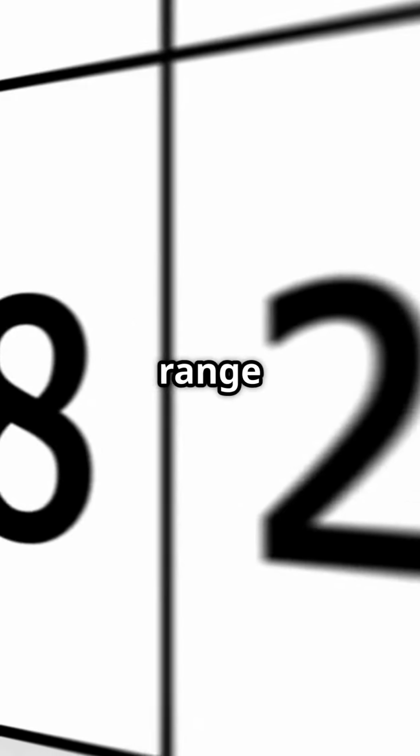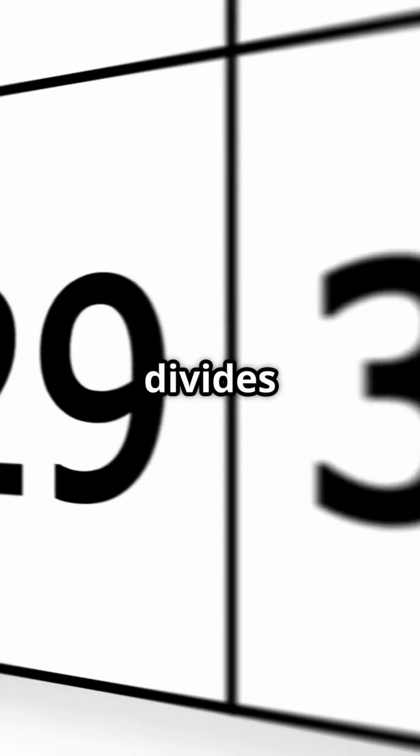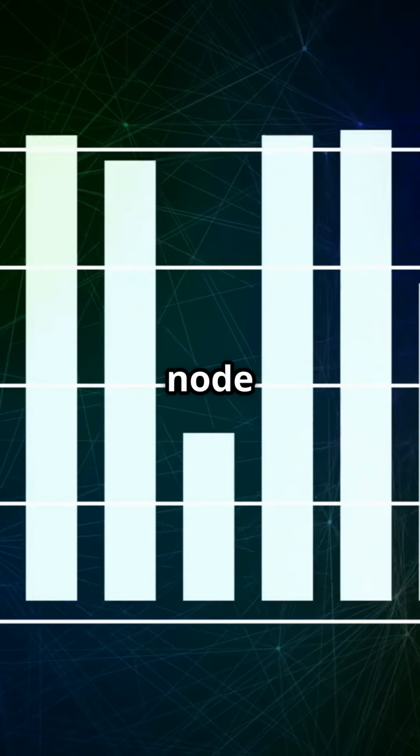Now let's explore range partitioning. Range partitioning divides data into ranges based on attributes like date or numerical value. Each range is then assigned to a different node. It's intuitive and easier to manage, but it can lead to skewed load if the data is not evenly distributed across the ranges.